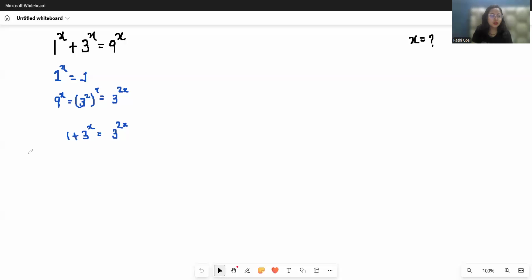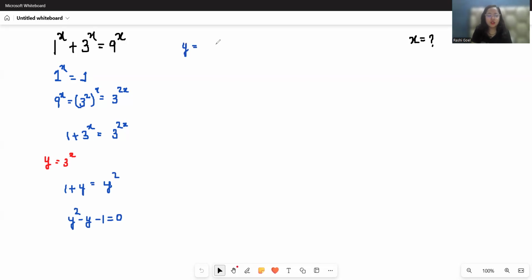Now I'm taking a substitution. Let y = 3^x, then the equation becomes 1 + y = y^2, which we can rewrite as y^2 - y - 1 = 0. Now solve this quadratic equation.